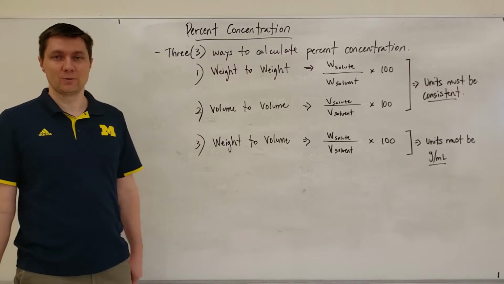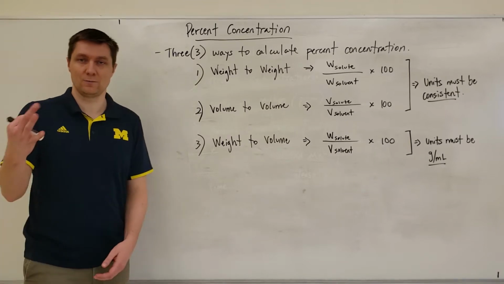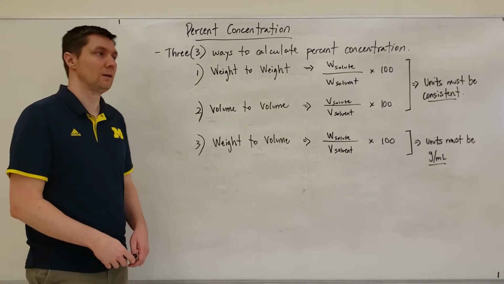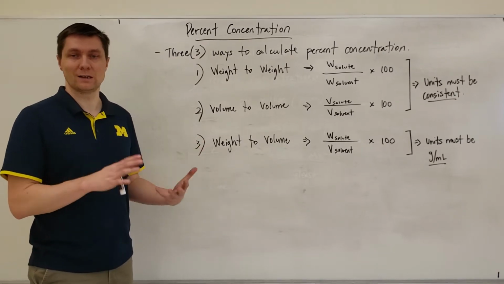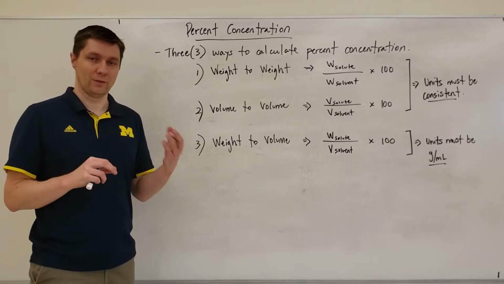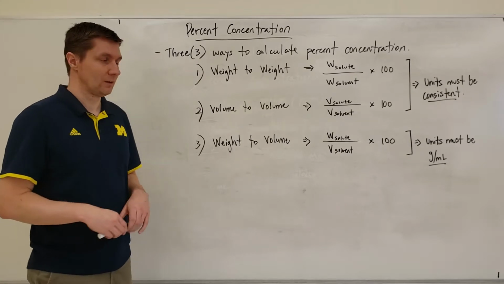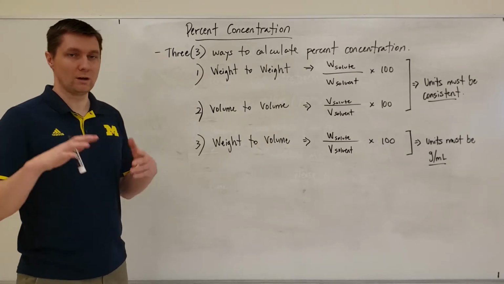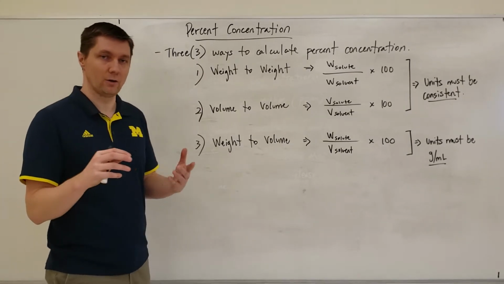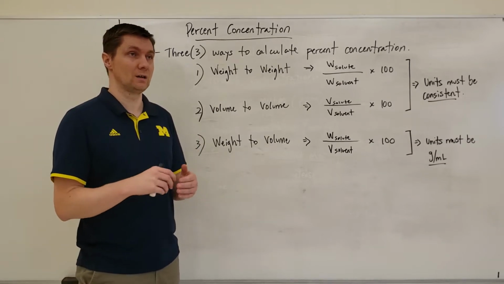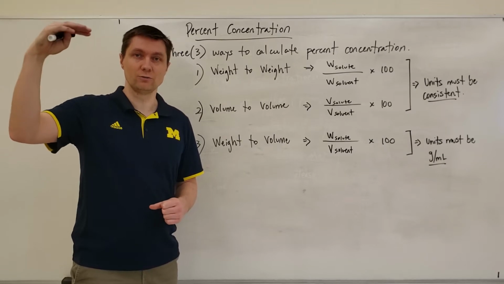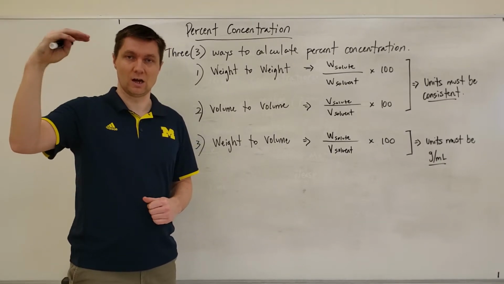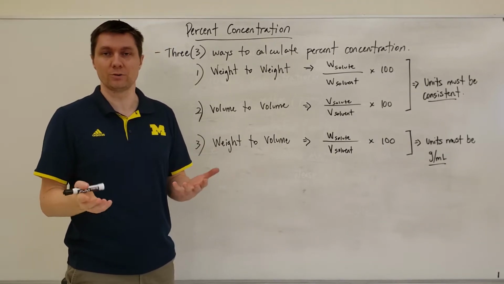So as you can see here, percent concentration has three ways that we can calculate it. The first way is called weight to weight, the second is volume to volume, and the third is weight to volume. And the number one underlying concept you need to remember about all three of these is that whether it's the weight or the volume, the solute measurement must go on the top of the fraction. Remember, we're calculating percentages here.